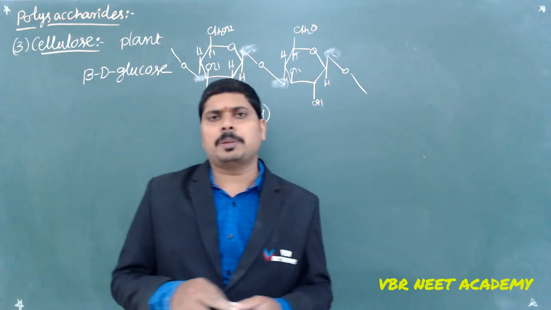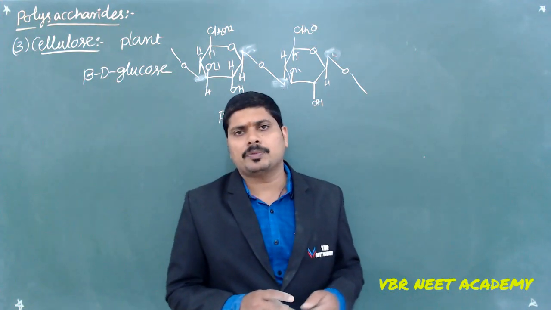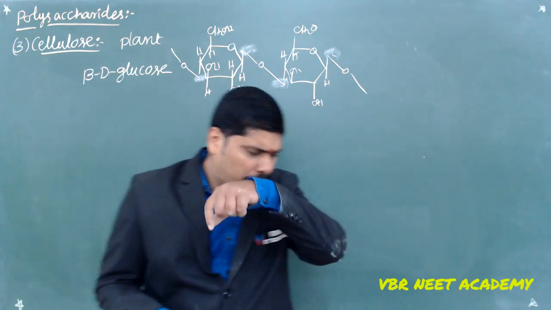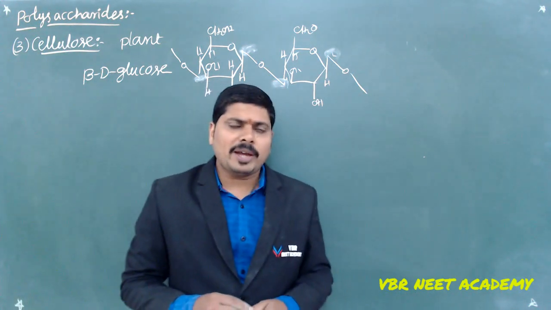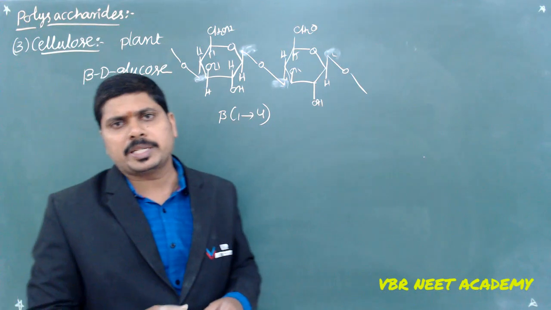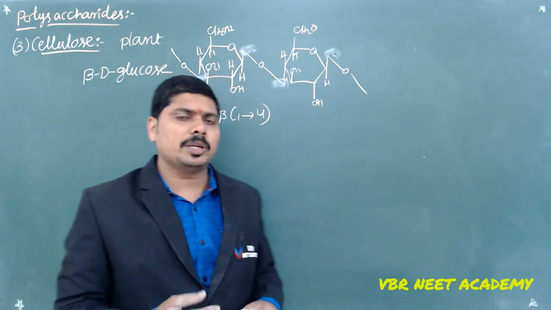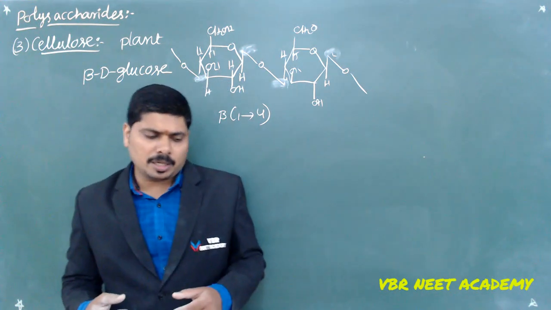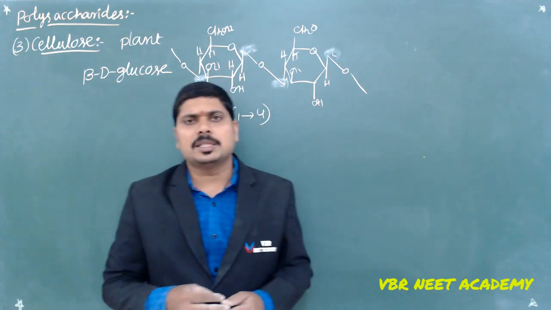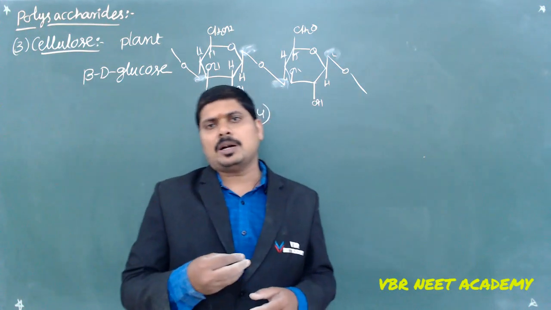Explosives can also be prepared by using cellulose. That is one more important property of cellulose. Starch, as I already said, is a reserve food material. It is going to be useful in so many ways. And glycogen is a reserve food material for animals. All these play a very important role in all living organisms.